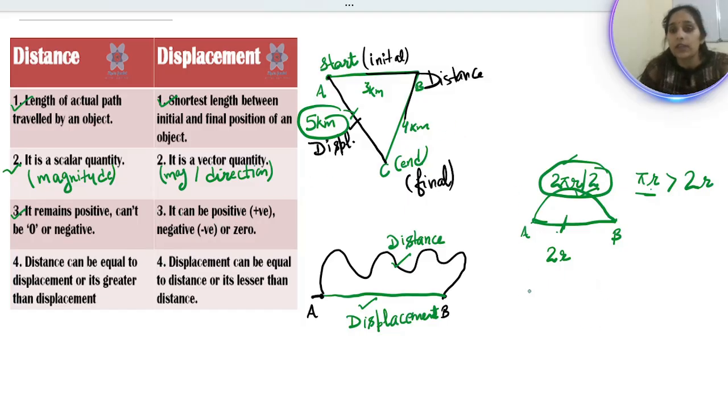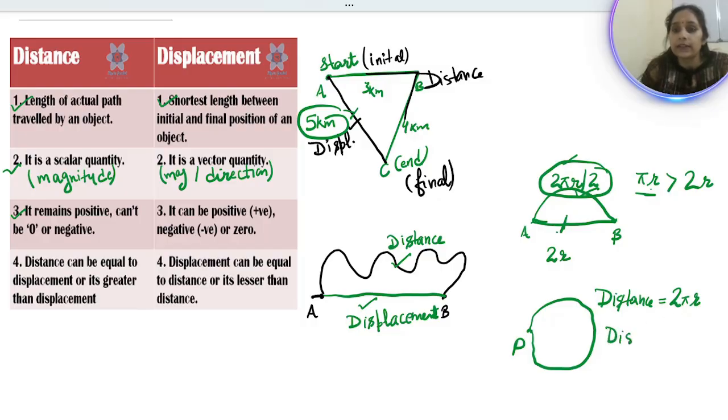Let us take a case where the displacement is zero. So the object started from a point P, and after completing a journey, it comes back to the point P. In this case, the distance is given by the formula 2 pi r, because this is a circular path. In a circular path, distance equals the circumference of the circle. So it is 2 pi r.